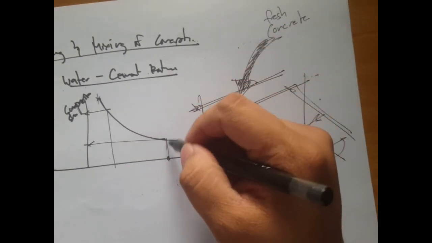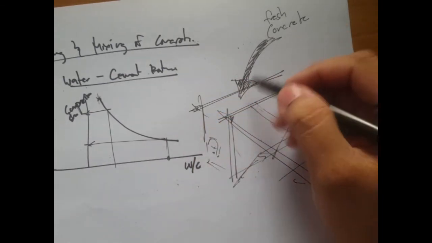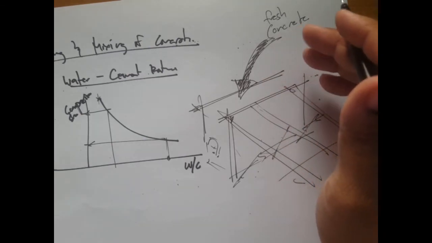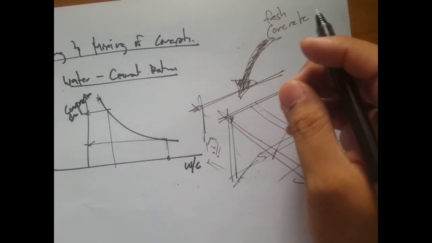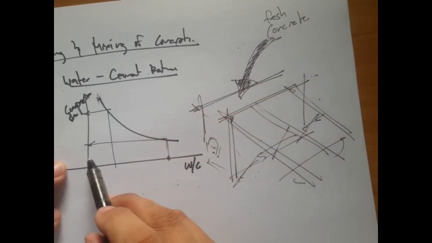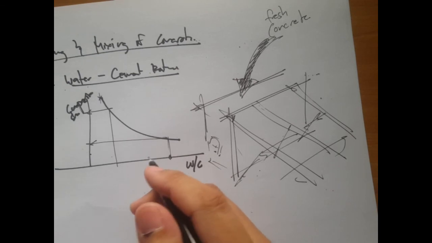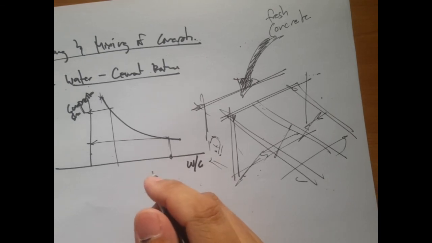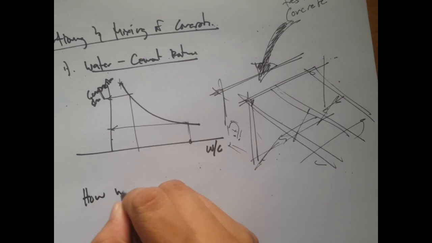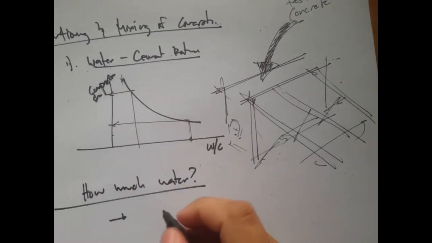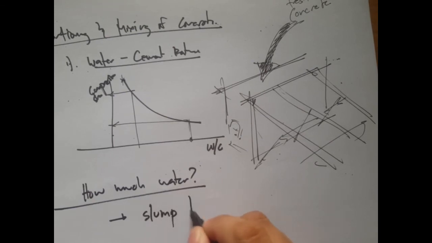And for high water, that's fine. You can pour it out, and the fresh concrete can flow through the forms better, but you get a reduced strength. So the question is, how much water is necessary in a given mix? That can be determined by the use of a slump test.